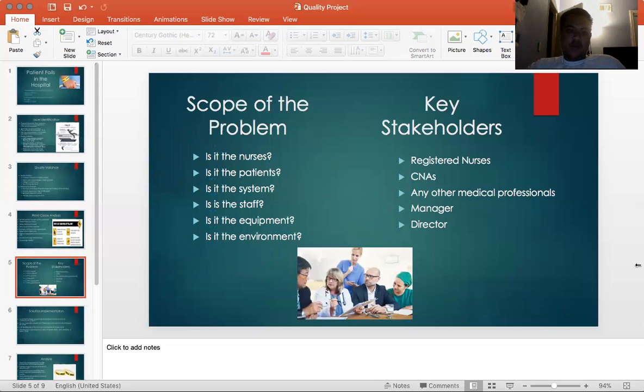So scope of harm: is it the nurses? Is it the patients? Is it the system? Is it staff? Is it equipment, or is it the environment? All those could be a problem for each person or all together. Key stakeholders are the registered nurses, CNAs, any other medical professionals working in the hospital, managers, and a director.